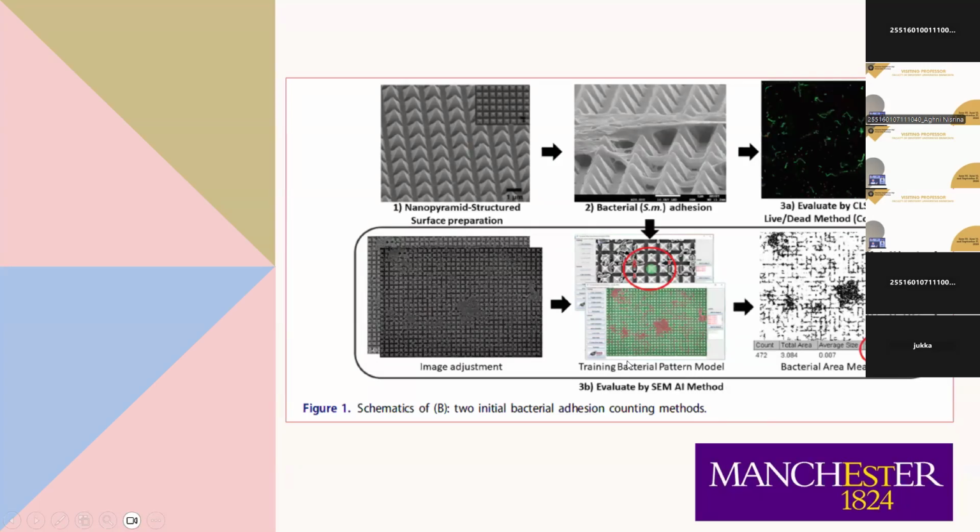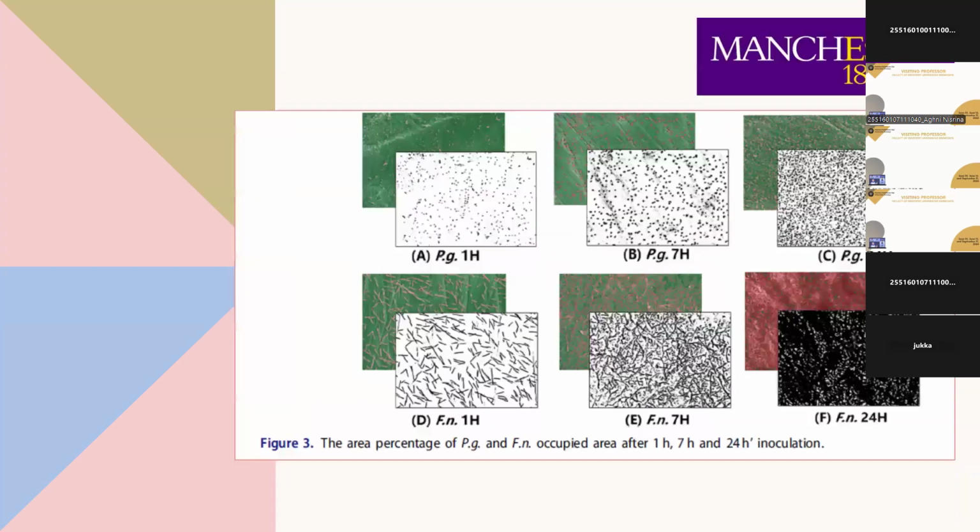Then image adjustment, training the bacterial pattern model for the AI to understand what it should spot on the experimental setup pictures, and then how to carry out the bacterial area measurement. Here are some examples of the area percentage of Porphyromonas and Fusobacterium occupied area after 1, 7, and 24 hours of inoculation. And you may see how it's really, really dramatically growing.